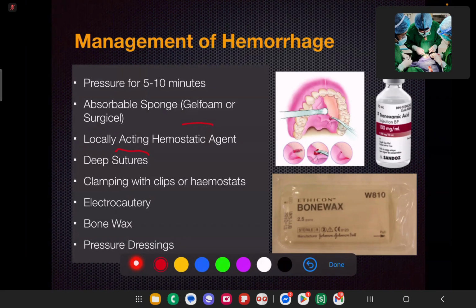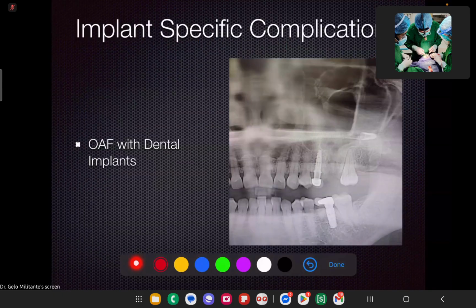Or if you have big concerns on bleeding, you could use your tranexamic acid ampoules or vials. Either you inject it on the deltoid or you put it on a gauze, then pack it on the area. So there would also be deep sutures, clamps with clips or hemostats, electrocautery if you're using soft tissues, bone wax if you have bleeding in the bone, and of course sometimes you need to put in pressure dressings for you to be able to compress the space on that surgical area.